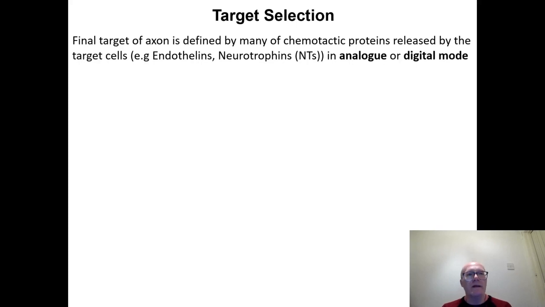But how does the axon finally target the correct group of cells, the correct cells in the correct tissue in the body? Well, this is mostly due to expression of several different kinds of chemotactic proteins that are released from the target cells. These include endothelins and neurotrophins. There are two modes of sensitivity to these proteins. One is defined as analog and one is a digital mode.